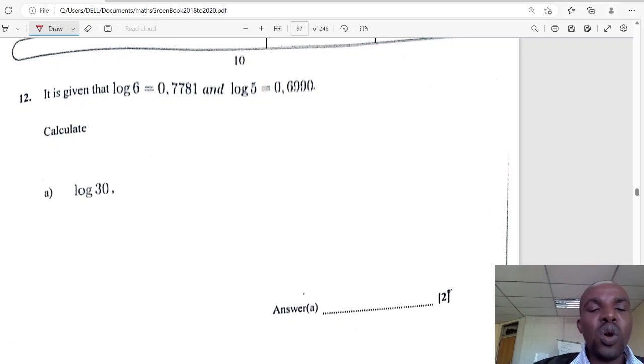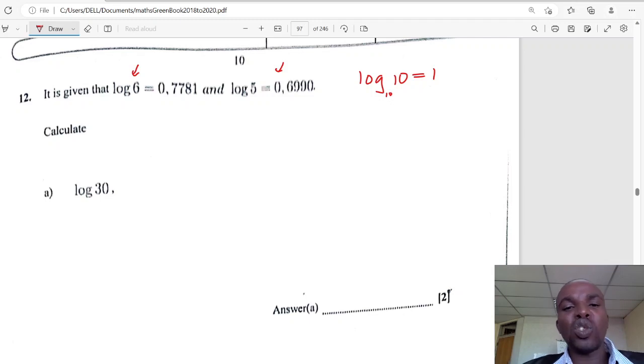Then it is given that log 6 is equal to this one, log 5 is equal to this one. Calculate log 30. You are given log 6 here and log 5, and you must know the base. What is the base? It is 10. Log 10 base 10 is equal to 1. If there's no base, the base is 10. So if the base was 5, we're supposed to write log 5. Then we have a 6 here, a 5 here, and the base here, which is 10.